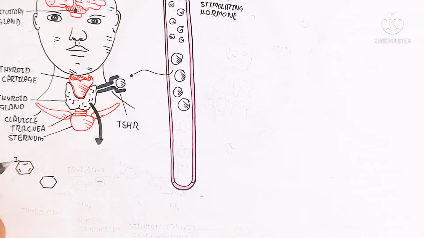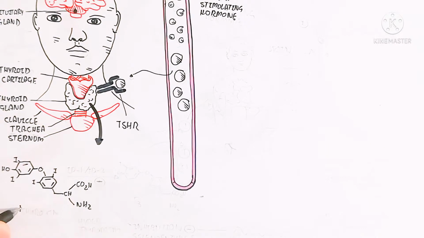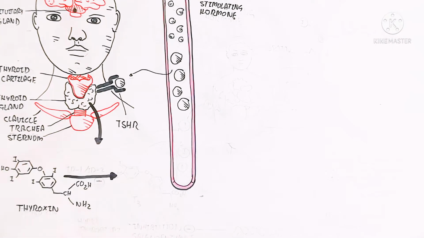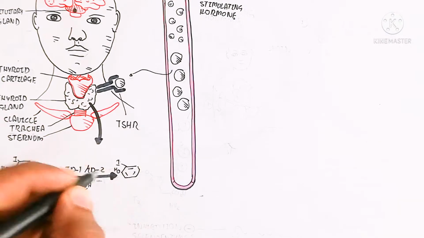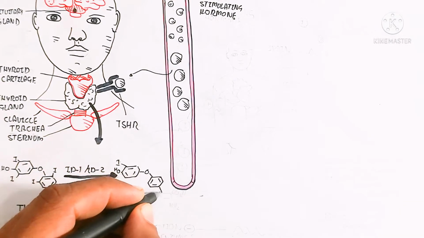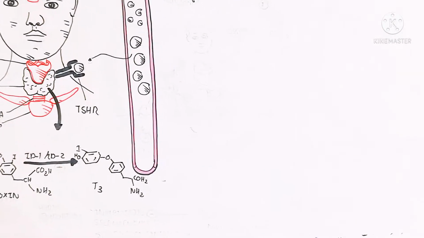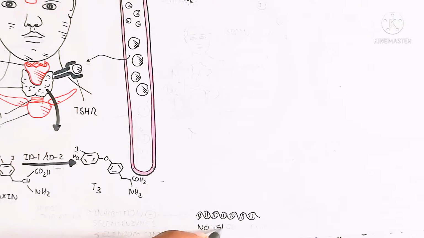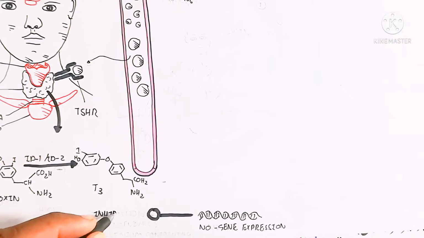After binding with the thyroid stimulating hormone receptor, it will produce thyroxine, and gene expression will occur to produce thyroxine and triiodothyronine. The triiodothyronine is converted from thyroxine in the presence of iodinase enzymes 1 and 2, which decrease the iodine content, so in this way it becomes 3 iodine. The diagram is not showing this, so it is missing for me.